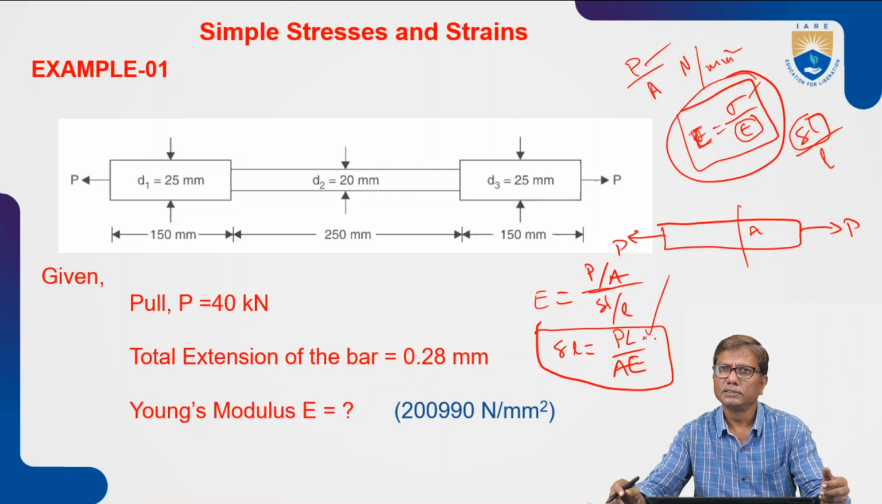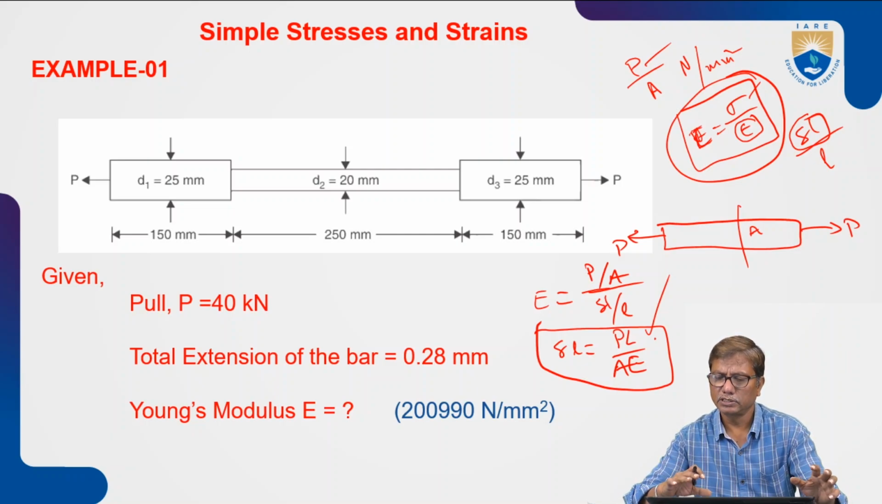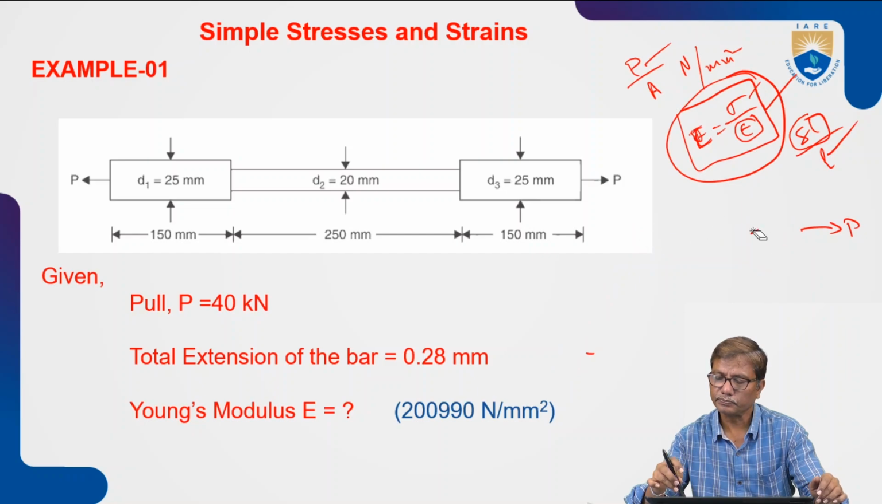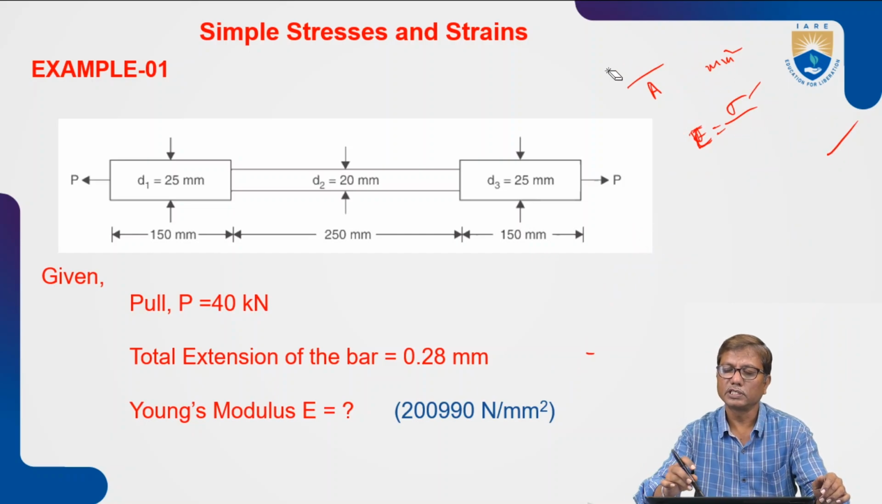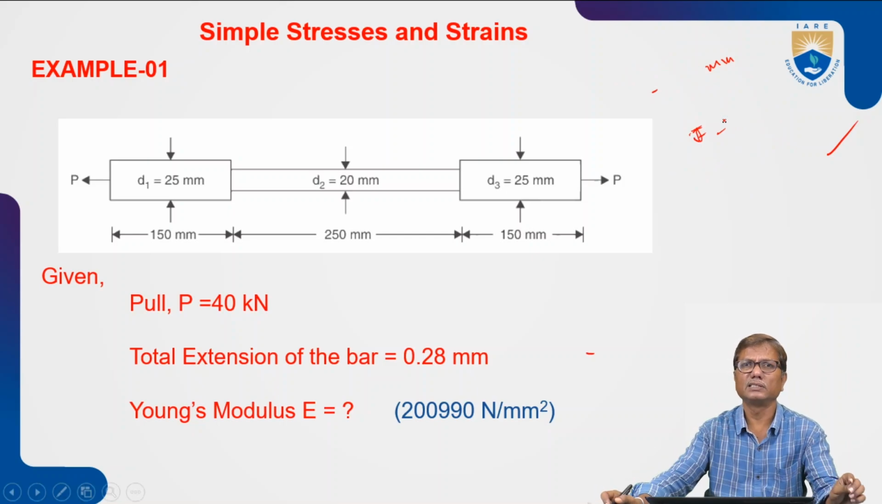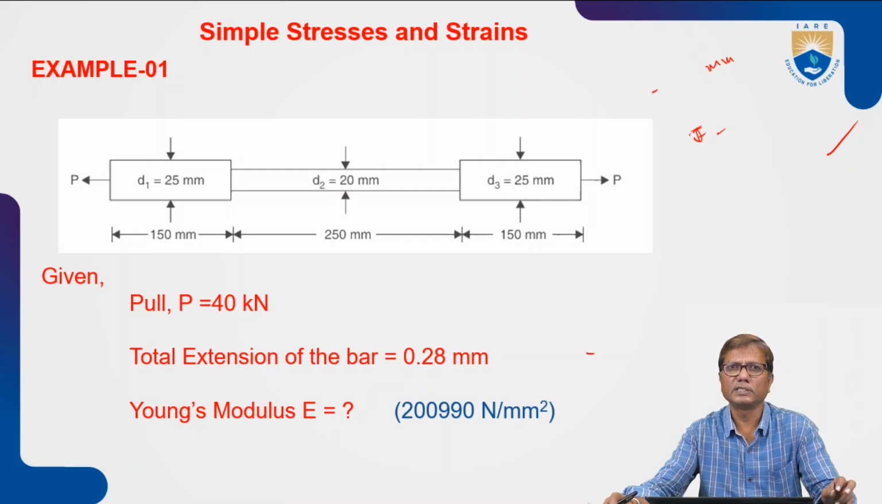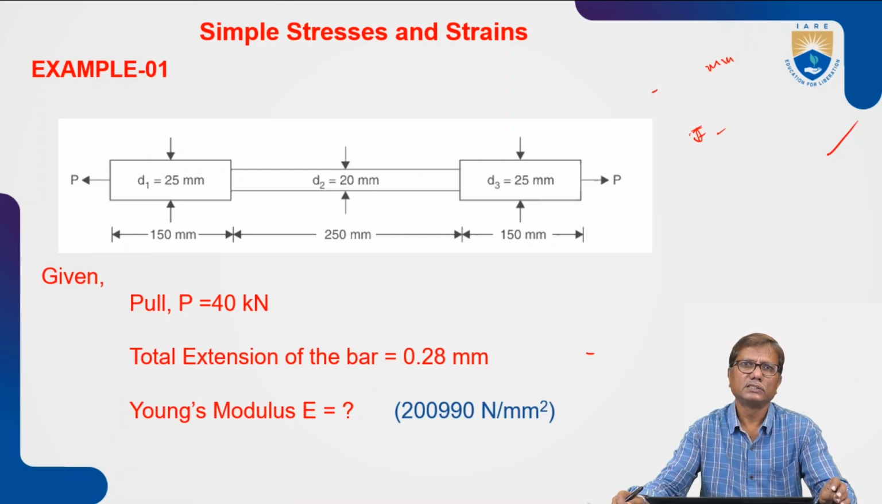So these are the basic equations for stress, strain, Young's modulus, and extension. Using these, we will solve some simple numerical examples. First example is the case of a bar consisting of different diameters, 3 different portions.